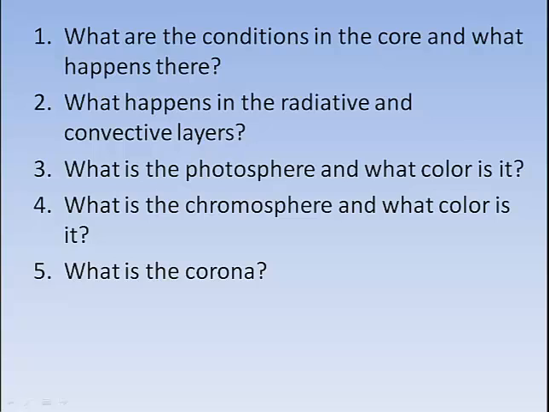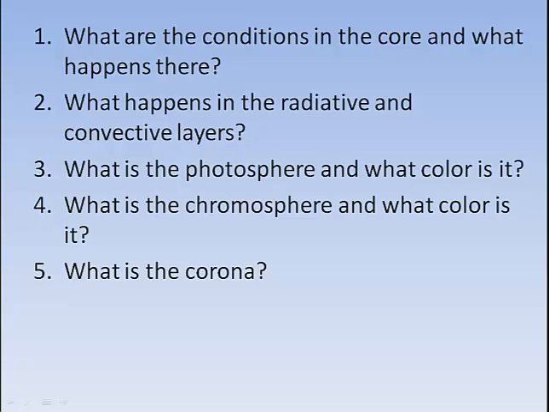What are the conditions in the core and what happens there? Well, it's extremely hot, around 15 million degrees. Matter is compressed due to the tremendous gravity, so it's very, very dense. And nuclear fusion happens there. Hydrogen is turned into helium, and that's where the energy of the sun is generated.